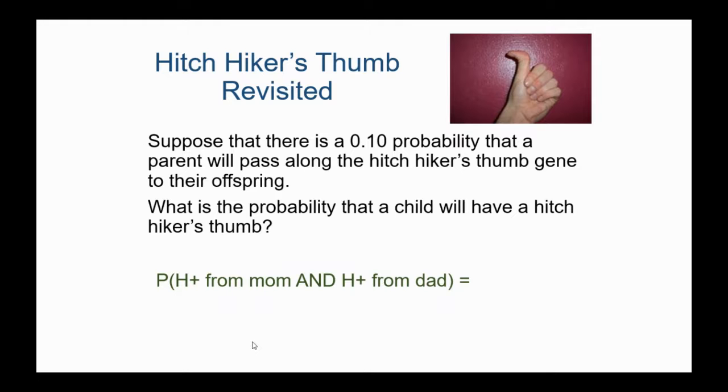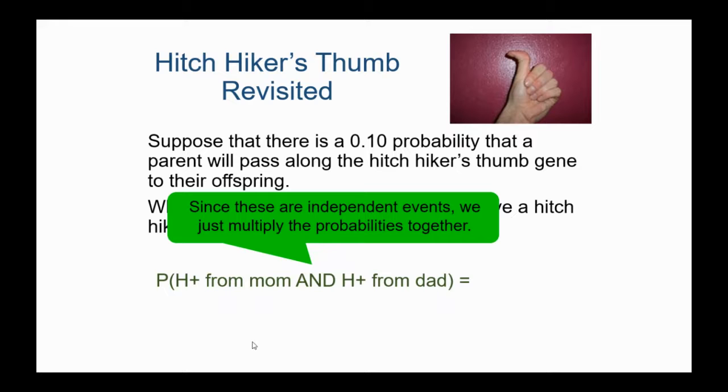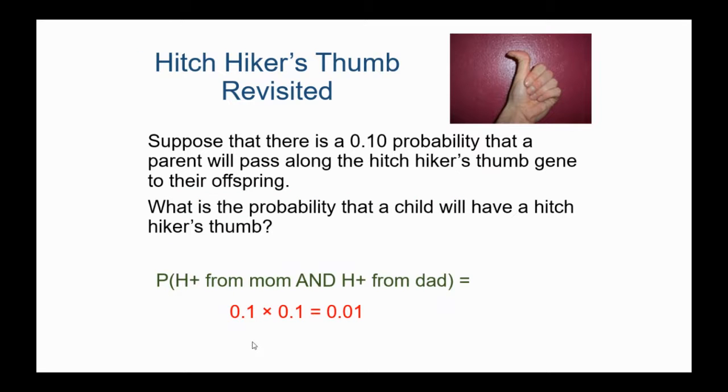0.1 for the mom times 0.1 for the dad. Wait, sorry, you gave me 0.01 as the answer. I was thinking 0.1, sorry. So you're right. 0.1 times 0.1 gives you 0.01. That's the probability.